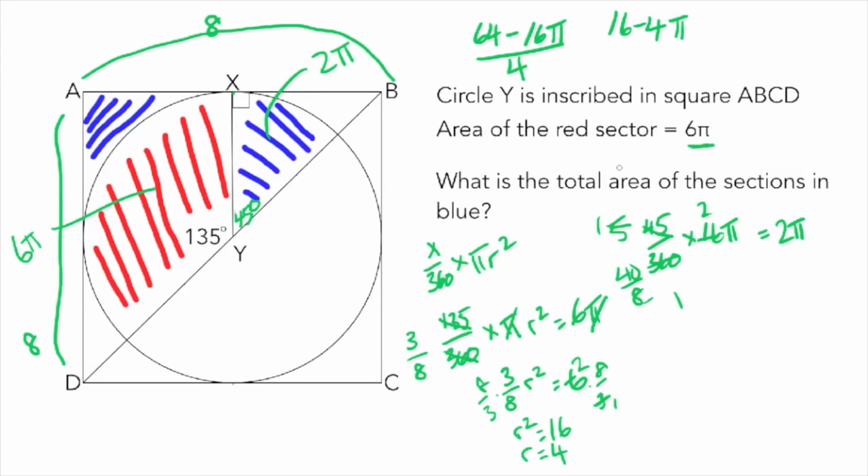So the total area of the sections in blue is 16 minus 4 pi plus the area here, which is 2 pi. And to simplify this further, we get 16 minus 4 pi plus 2 pi is just minus 2 pi. And that's the answer, 16 minus 2 pi.